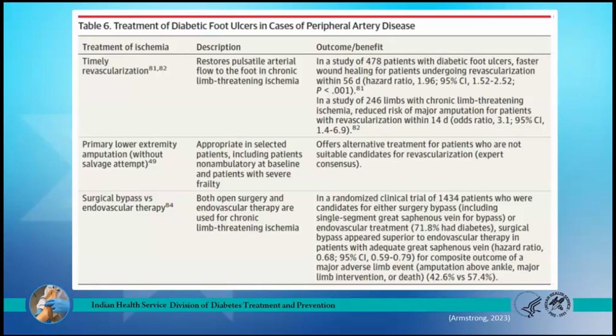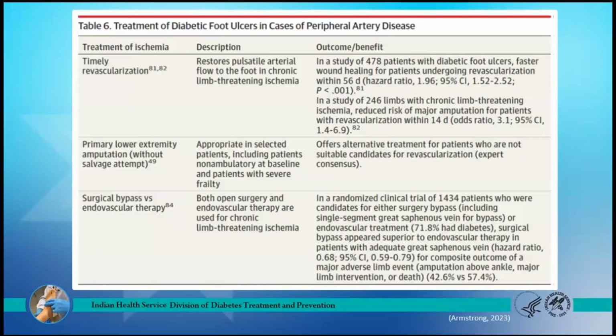If you're doing a primary lower extremity amputation, you have to select the correct patient, as with any surgical patient. You need to consider their lifestyle, whether they're ambulatory or not, how frail they are, and all the comorbidities that sometimes come with these patients. If they're not good surgical candidates, or in some circumstances are not interested in surgical treatment, we have to find alternative treatments for these patients.